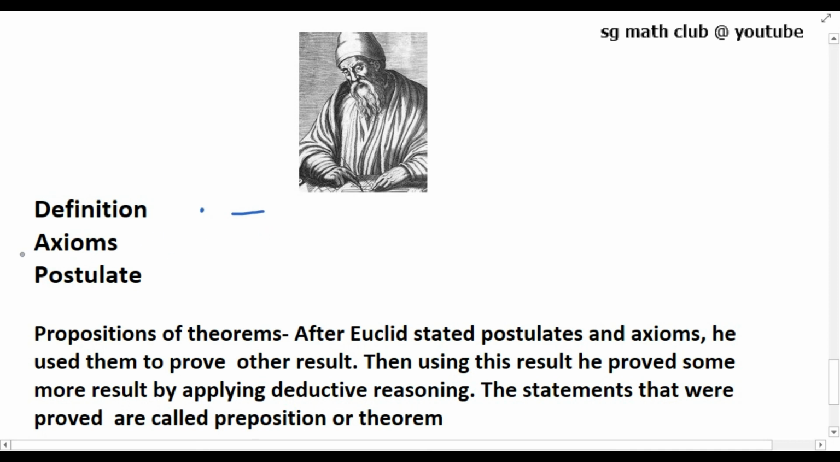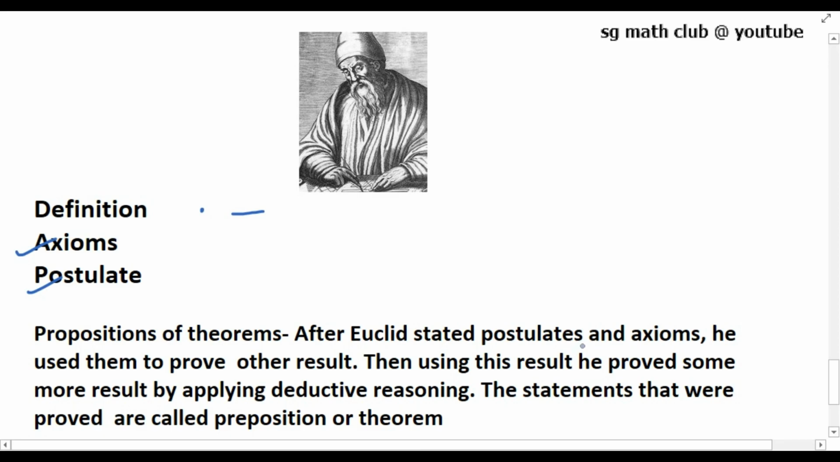Then we have seen Euclid's axioms. The whole is greater than its part. If equals are added to equals, the wholes will be equal. If equals are subtracted from equals, the remainders will be equal. So we have seen Euclid's axioms. Then we have seen Euclid's postulates.